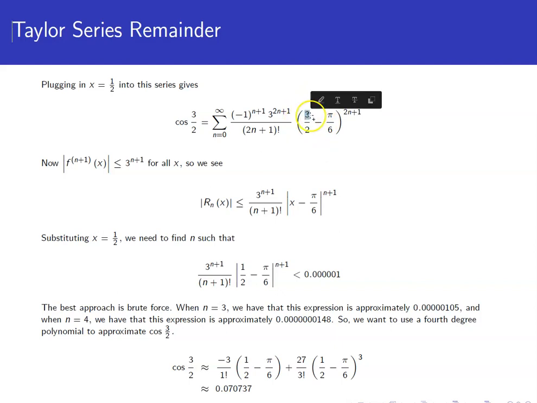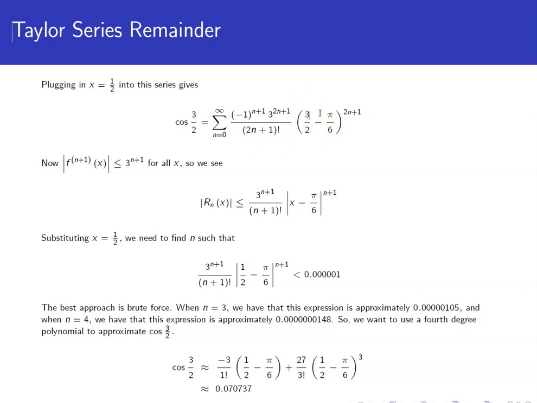1/2. This should be a 1/2, not a 3/2. This 3 should be a 1 here. It's correct the rest of the way down, but that should be a 1, not a 3. That's a typo. My apologies. But again, we're just replacing the x with 1/2 here. Everything else is staying the same in the series.